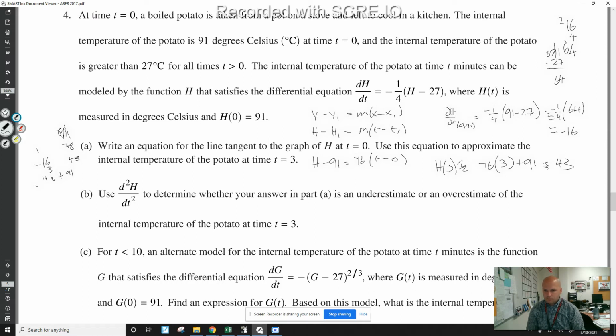Okay. Now, this is a tricky one. Everybody messes up on the second derivative. And implicit second derivatives are tricky. Because whenever we take the derivative of dH/dt, we're taking the derivative with respect to t, which means when we take the derivative of h, it's going to have a dH/dt. Now, it's actually helpful in this question to take this negative 1/4 and distribute it.